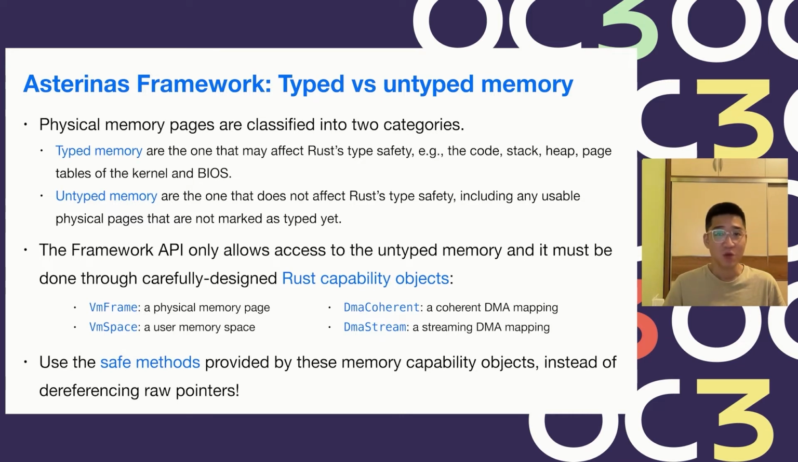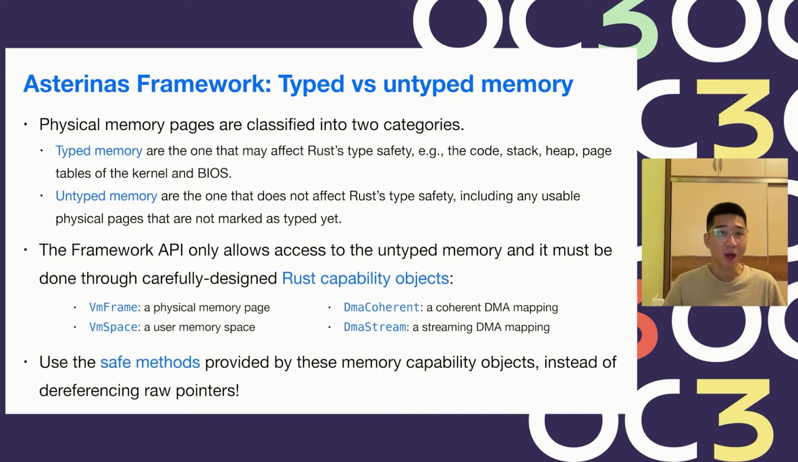These abstractions represent different kinds of untyped memory, like a physical memory page or the address space of a user program. These abstractions provide some carefully designed safe methods, which can be used as an alternative to the old and unsafe means of raw pointer dereferencing.